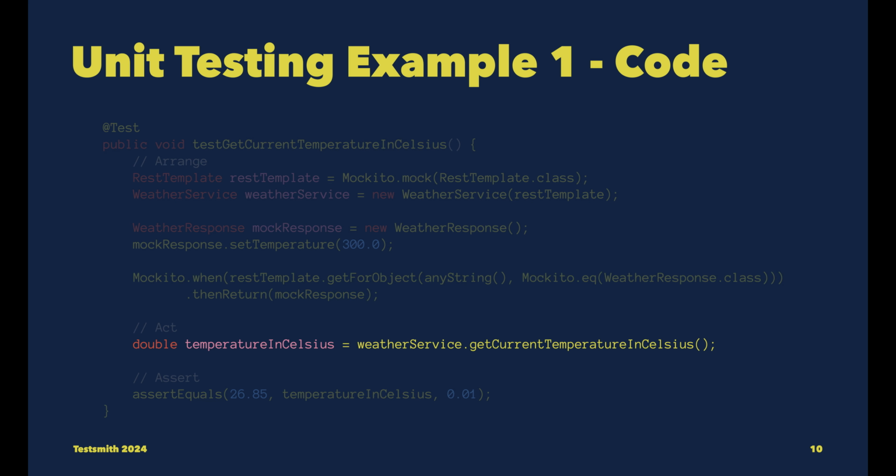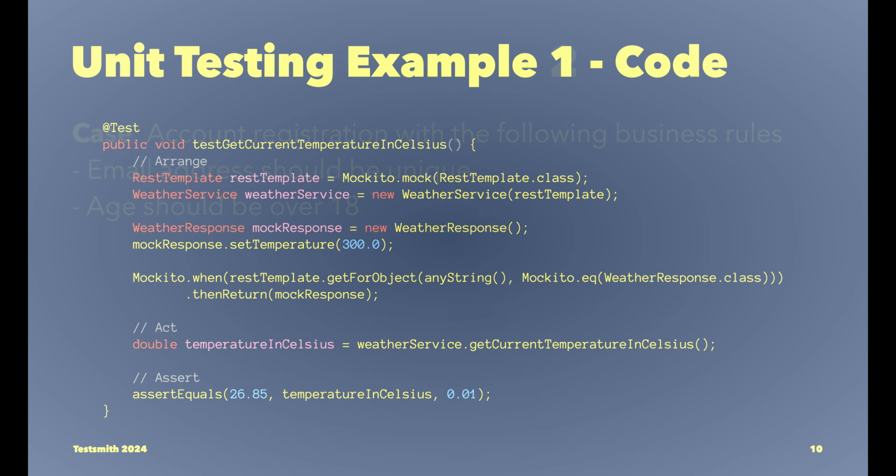Here, we call the getCurrentTemperatureInCelsius method on the WeatherService instance. This is the method under test. The method should internally use the mocked REST template to get the weather response, convert the temperature from Kelvin to Celsius, and return the result. This line captures the returned temperature in Celsius.